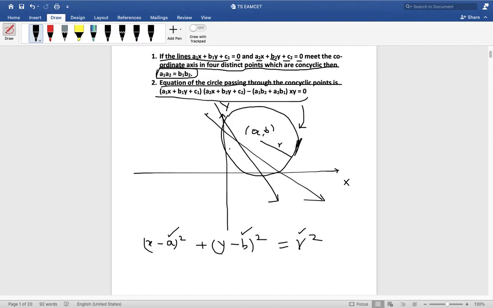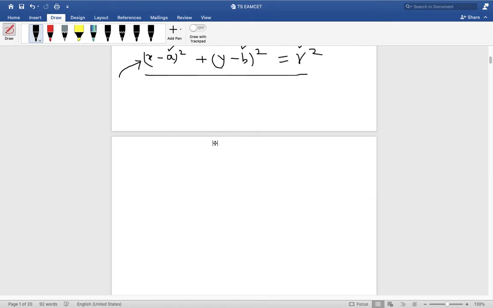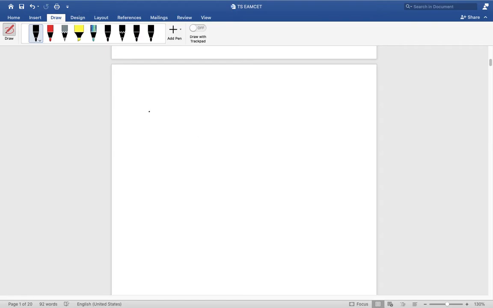So how will I get a, b, and r? I will know these 4 points where these lines are intersecting the x-axis and y-axis. I will find out these points by putting x equals 0 and then y equals 0. I will get these 4 points, I'll put them over here, and I'll be able to solve for a, b, and r. Then I will get this equation. And meanwhile, while I'm trying to find the equation of the circle, we will also be able to prove this. But that is a really long process. There is another way we can do it.